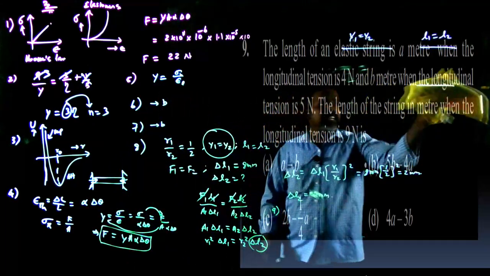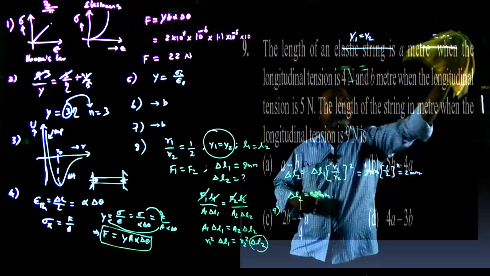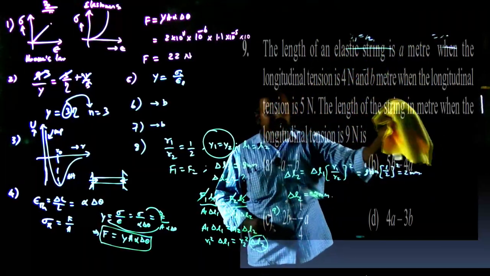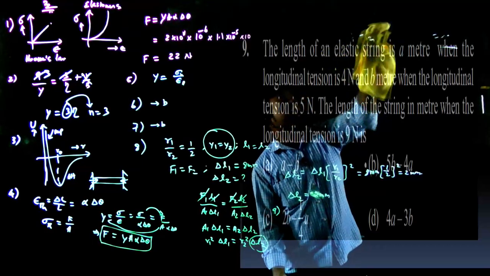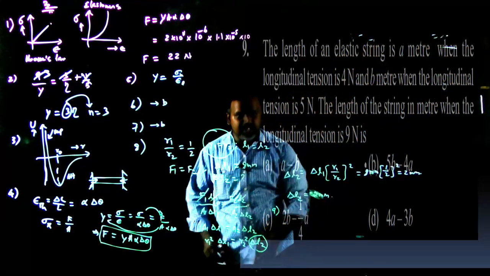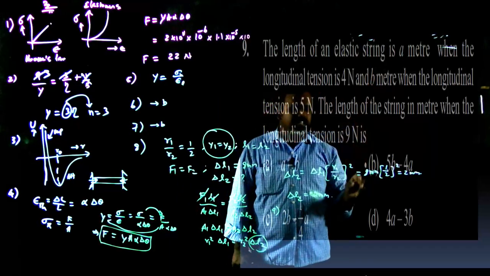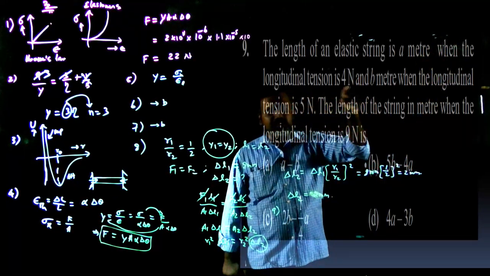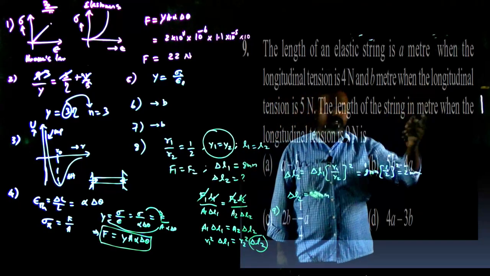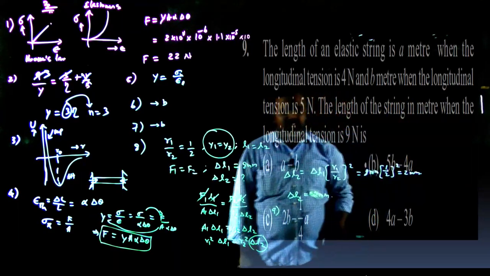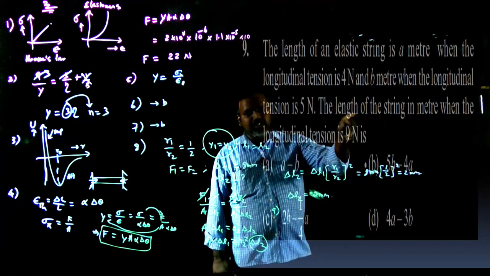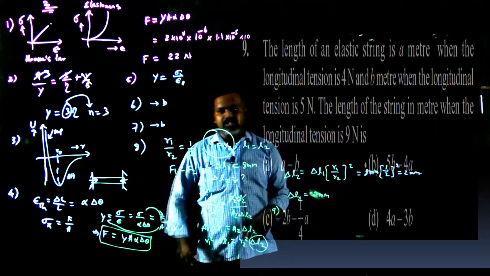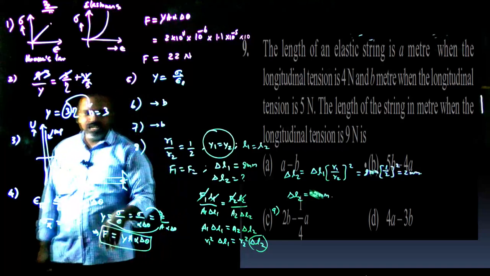For your better understanding, I can rub these things for your comfort. Now just to read the question: the length of the elastic string is A meter when the longitudinal tension is 4 newton, and B meter when the longitudinal tension is 5 newton. Then they are asking what is the length of the string in meter when the longitudinal tension is 9 newton. Before solving the question, so far we discussed 8 questions. You just copy that as a solution and we can continue.